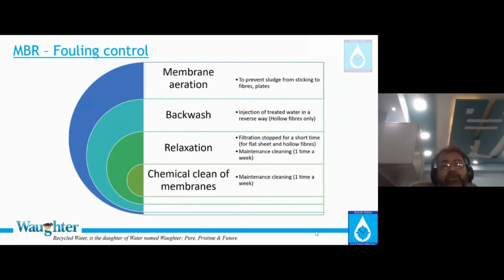So if we talk about membrane fouling, which is what you have to prevent, one of the methods to do that is membrane aeration, which is to prevent sludge from sticking to the fibers and plates. You can also do something called backwashing, where treated water is injected in a reverse way in hollow fiber. So typically, this is only possible for hollow fibers. Relaxation, where filtration is stopped for a short time, works for flat sheets and hollow fibers. Both ways you can do relaxation, and chemical cleaning of the membrane, which is called maintenance cleaning.